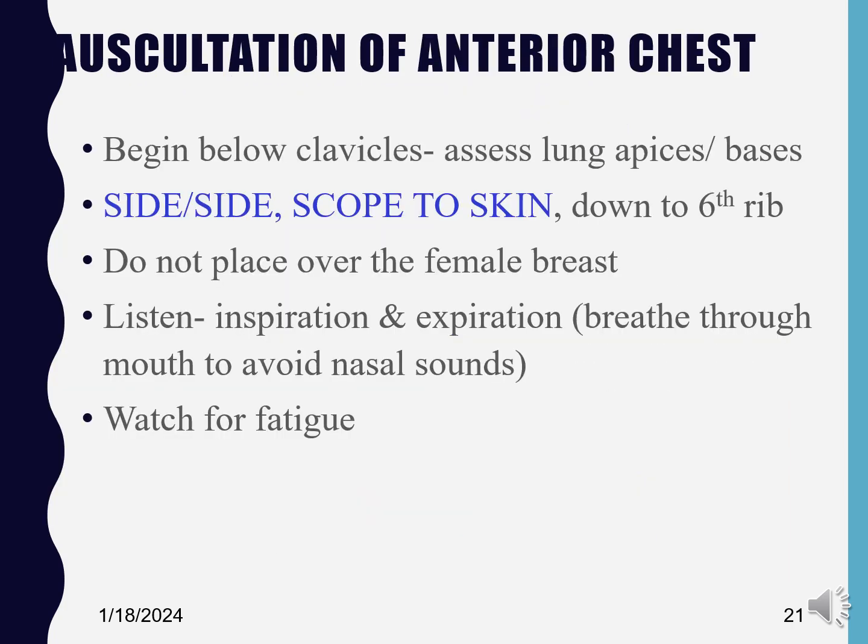So when we auscultate the anterior chest, we go below the clavicles. We are going to do side to side because you want to compare upper thorax to upper thorax, lower thorax to lower thorax. We are not going to listen over the breast tissue. We want against the chest wall as much as possible. And you're going to listen to inspiration and expiration.